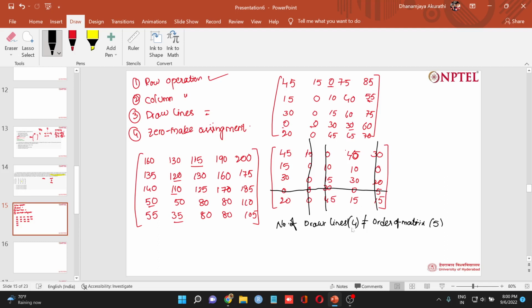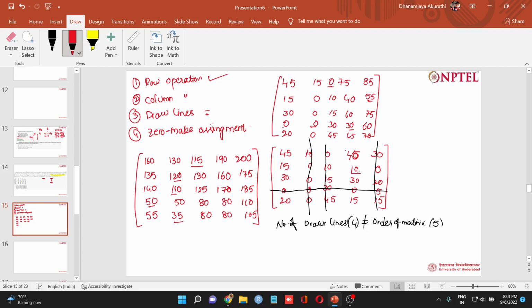That is 5. Before, one person said that the number of drawn lines is always less than the order of the matrix. Yes, sometimes we can find it in this way. If we get drawn lines like this, then the next step is to choose the minimum value from the uncovered elements. Uncovered elements means those except the drawn lines. What are the uncovered elements? Here it is 45 and here it is 45, 10, 30, 15, 20, 30, 50. All these are uncovered elements. From the uncovered elements we need to find the minimum value. Here I observe that 10 is the minimum value.